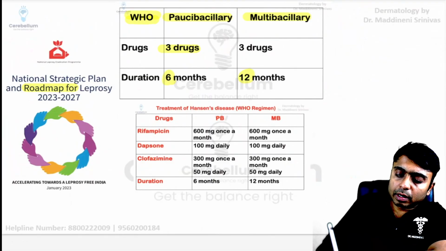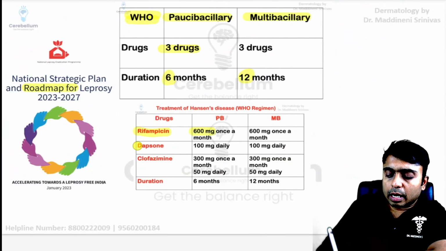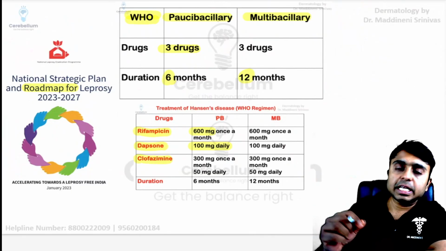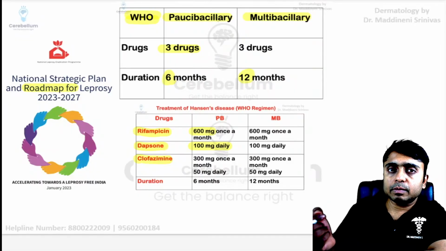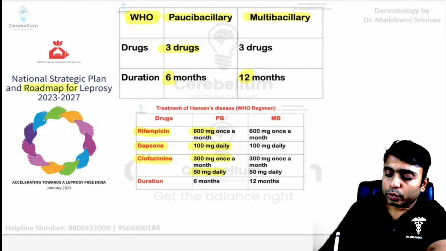And the treatment regimen is going to be rifampicin 600 mg once a month, dapsone 100 mg daily, and clofazimine. For children, the exact half dosages of rifampicin and dapsone are going to be used. So clofazimine once a month 300 mg and every day 50 mg. This is the treatment which you are going to use.